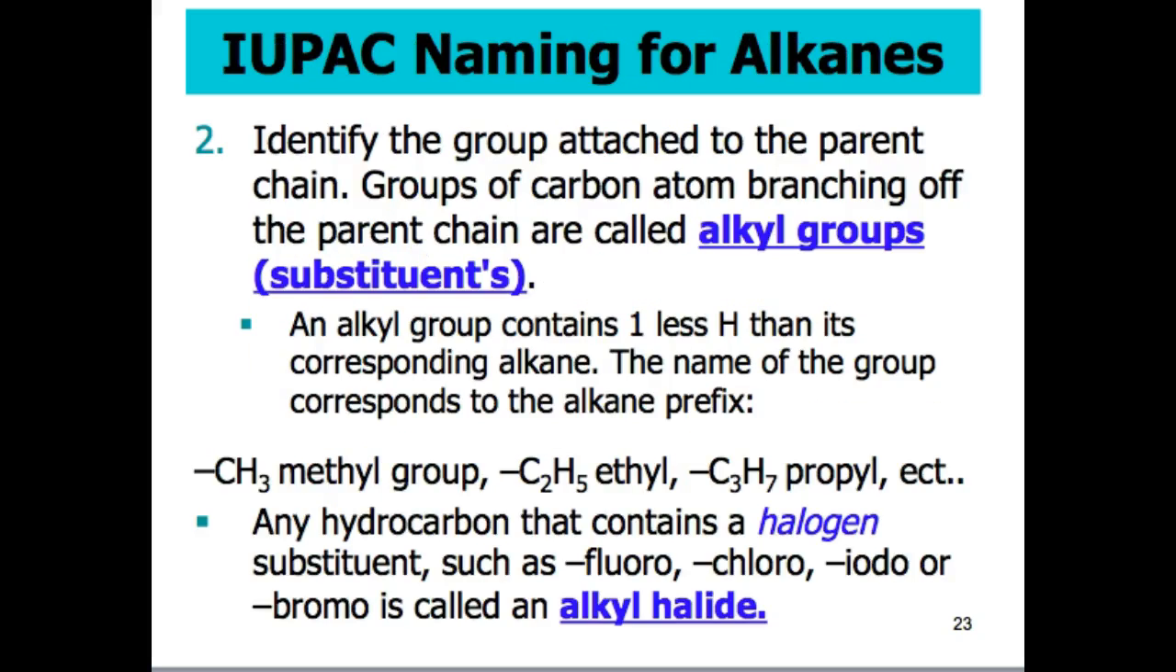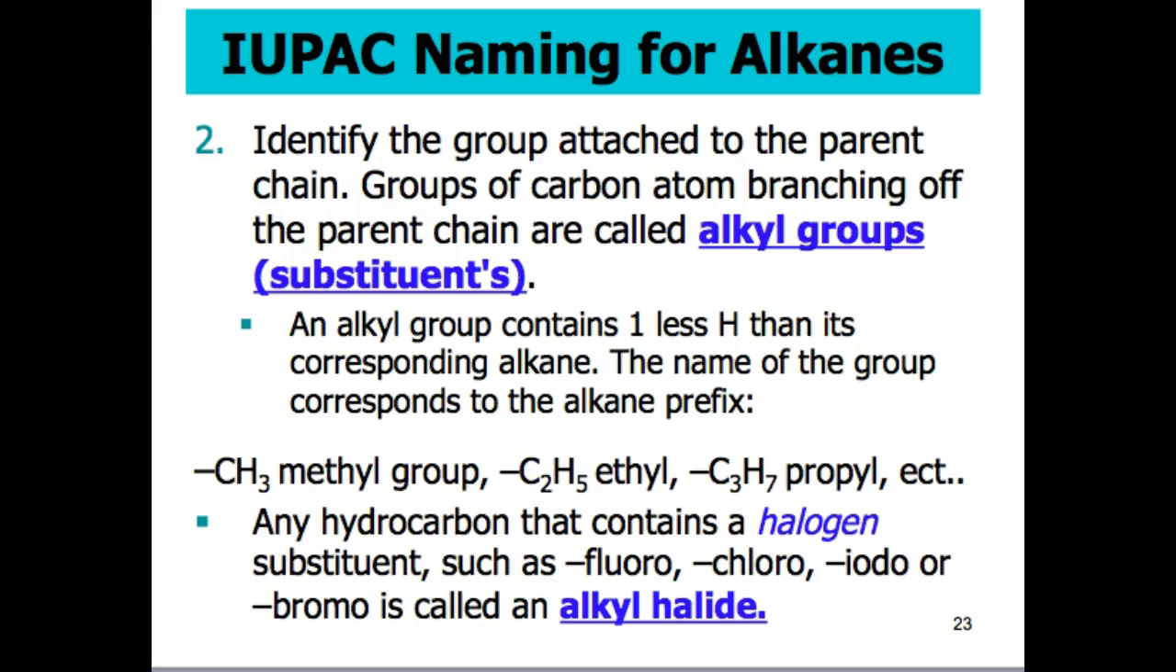The second step is to identify a group attached to the parent chain. So, for example, groups of carbon atoms branching off the parent chain, those are called alkyl groups or substituent groups. Those are the groups that are off the chain, the alkyl groups. An alkyl group contains one less hydrogen than its corresponding alkane.